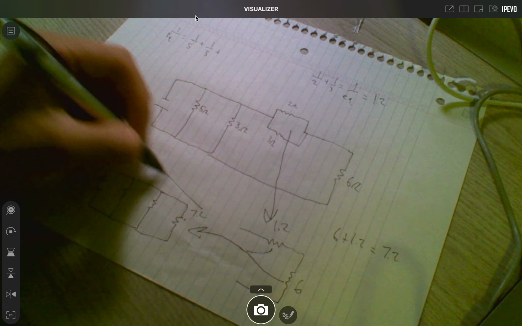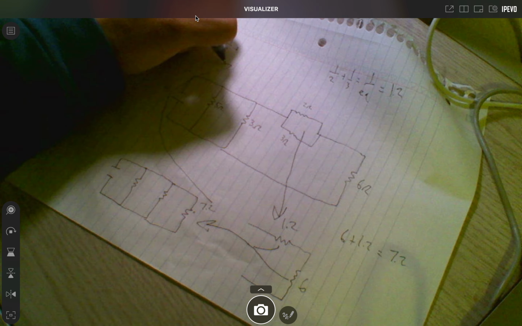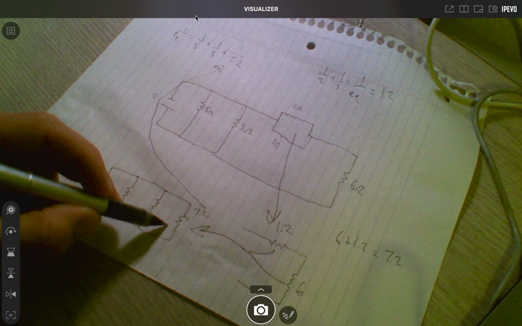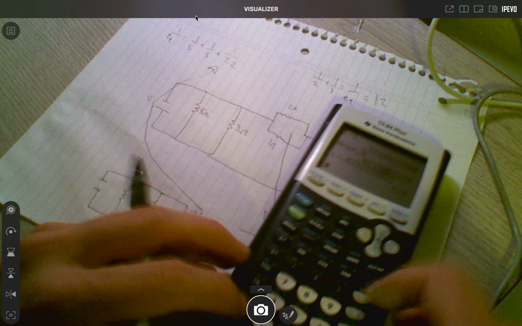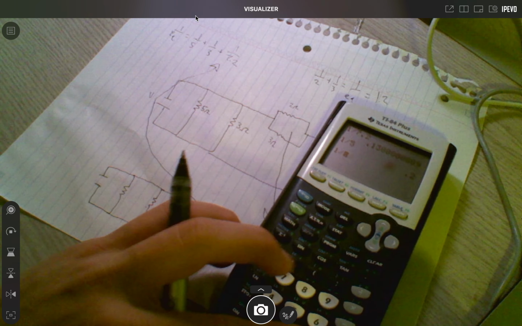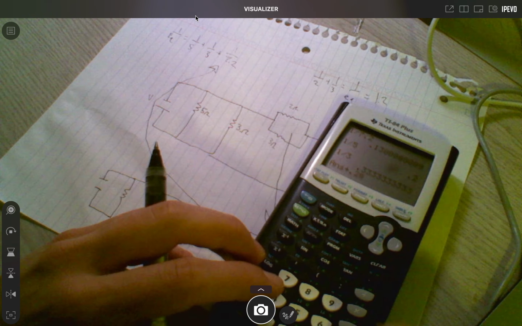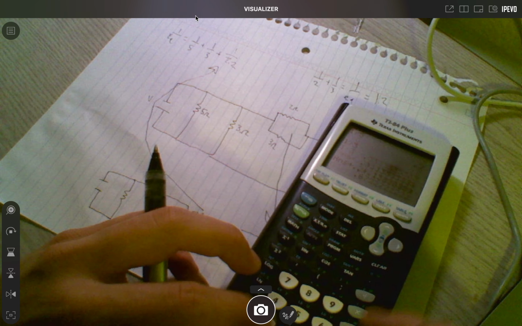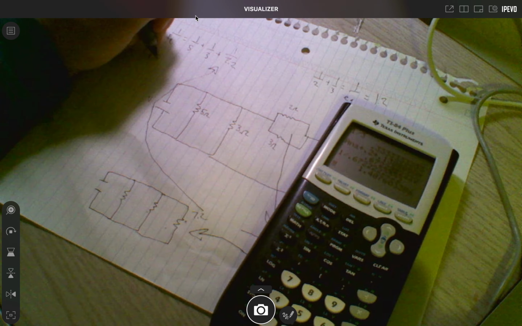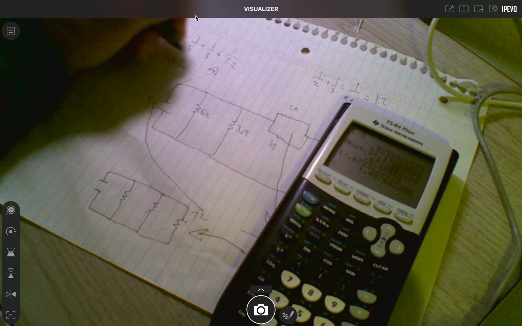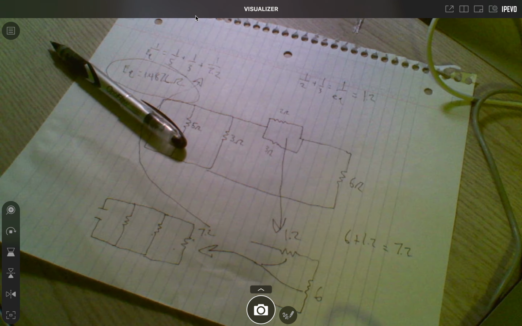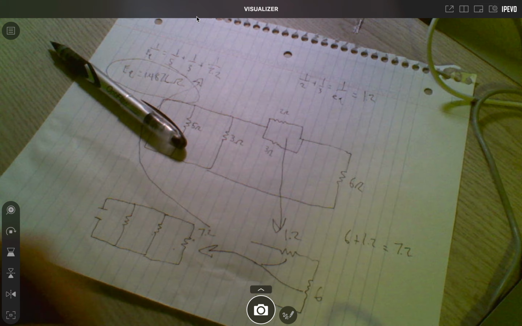So now we can plug this into here as 1 over 7.2, because this is in parallel with this, this is in parallel. 1 over 7.2, 1 divided by 5, and 1 divided by 3. Add them up. 1 divided by the equivalence. Our equivalence resistance is 1.4876. That is everything. Yep, that's it.